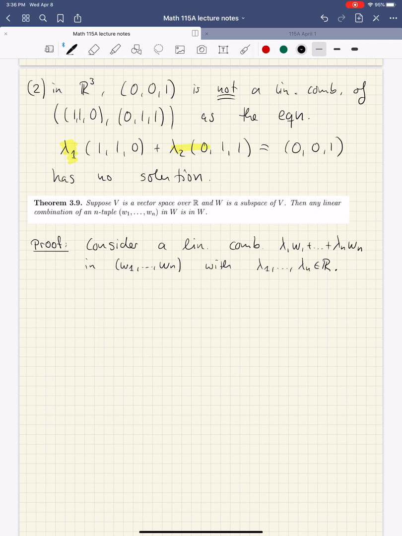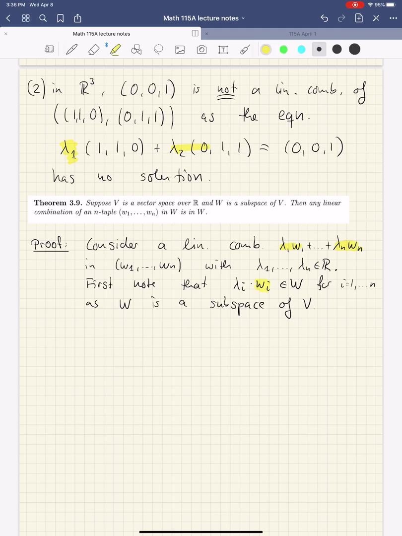Now I go at this step by step. The first thing I'm going to argue is that these elements, lambda times the wi's, will be in the vector space. So first, note that lambda i times wi is in W for i from 1 through n, as W is a subspace of V. One of the properties of a subspace is that it's closed under scalar multiplication. Since these wi's were already elements of W, the scalar lambda i times wi will also be in W.